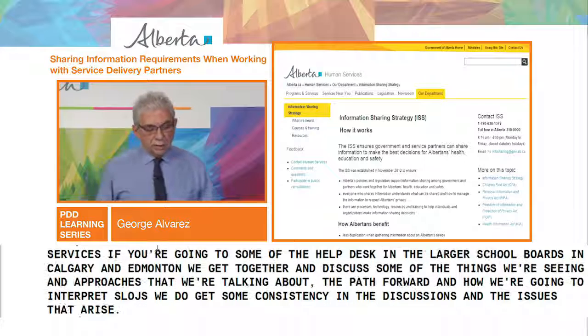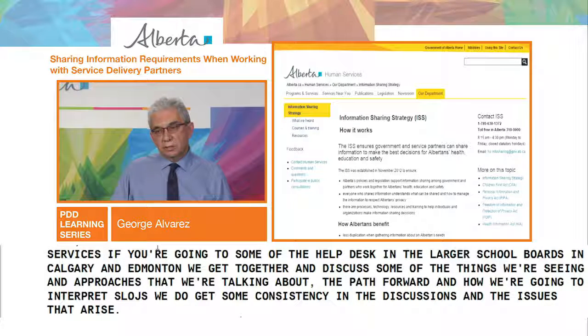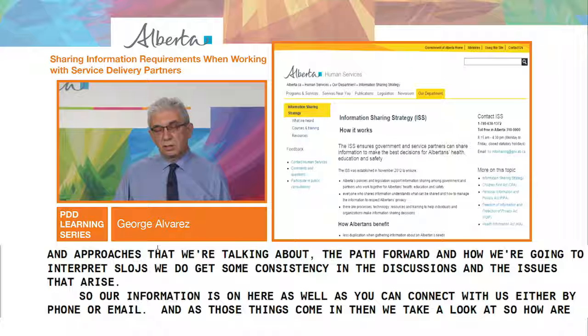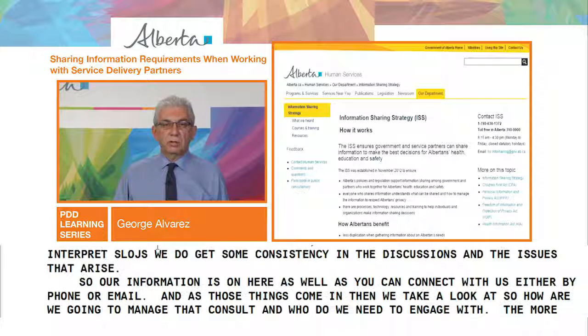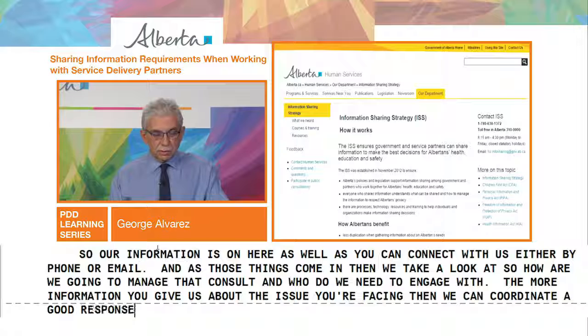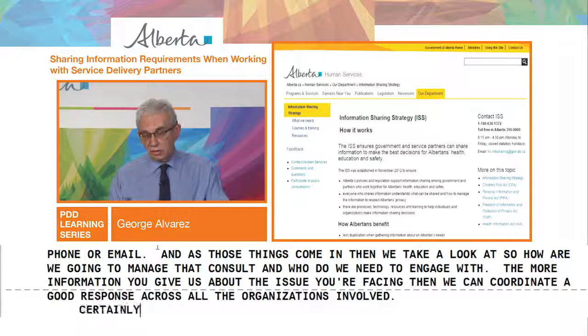So our information is on here as well. You can connect with us either by phone or by email. And as those things come in, we take a look at how we're going to manage that consult and who we need to engage with. So the more information you can give us about the issue you're facing, the better we can coordinate a good response across all of the organizations that are involved. So certainly feel free to connect with us as you see fit, as questions arise.